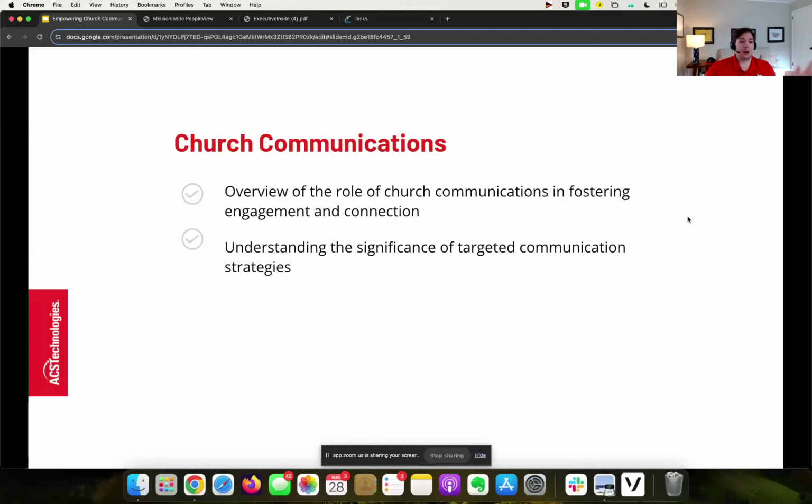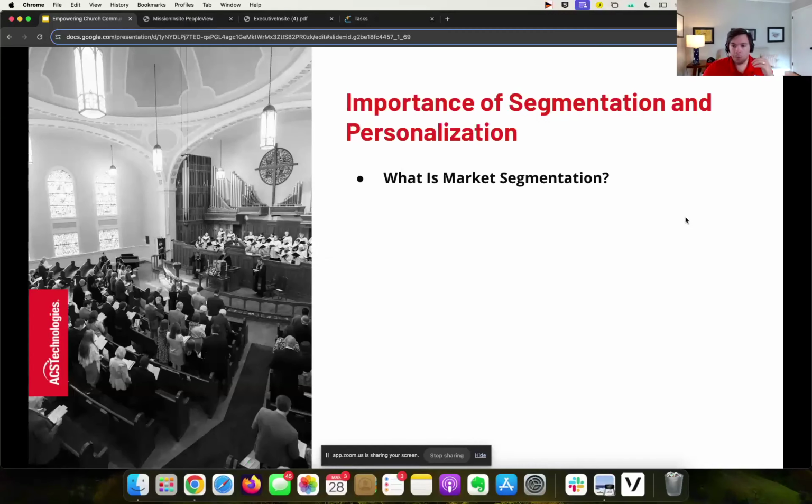So let's break this down piece by piece. We're going to look at this from a secular standpoint, and then we'll transition it into the church world. So let's start with a simple definition. What is market segmentation? I'm going to pause for a second. I'm not going to ask you to type out your definition of market segmentation. I couldn't read through 100 of those or 200 of those. But I want you to think for a second, what does this mean to you if you've never heard this term before?